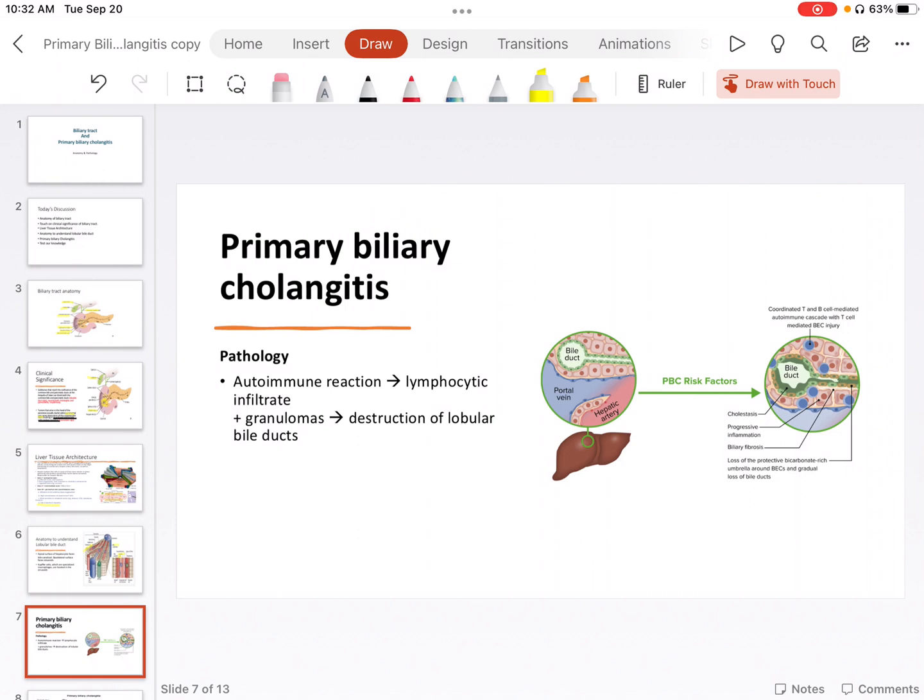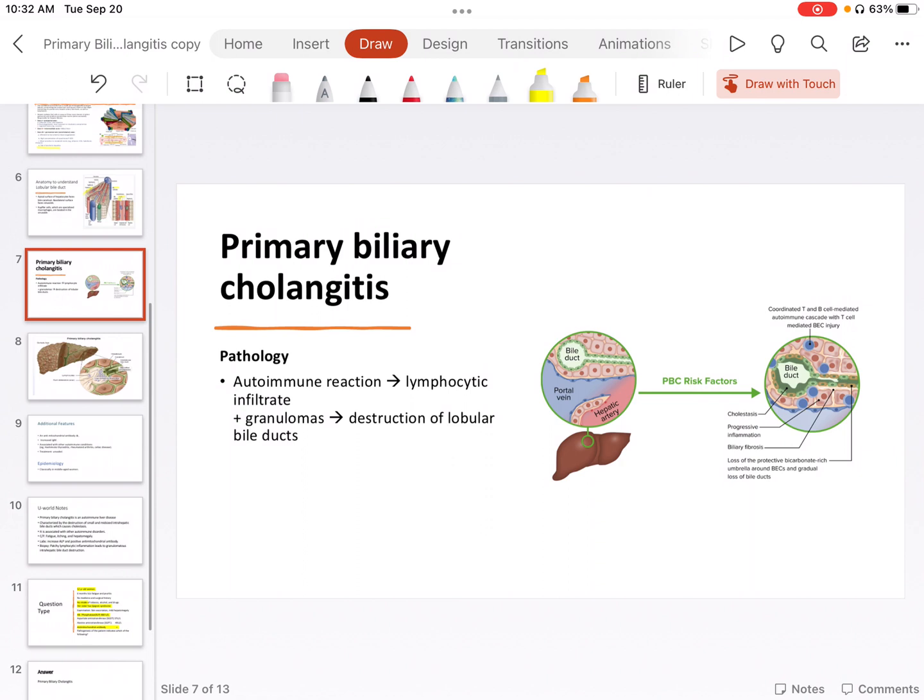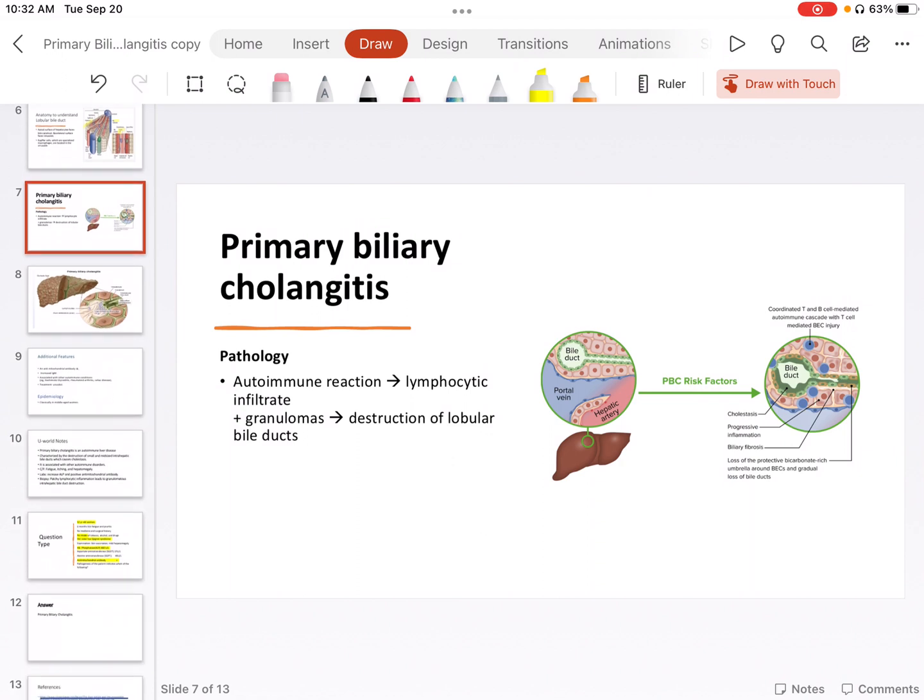I've seen questions in UWorld about this topic, so it is very important. This material, the pathology part, is from First Aid, so you can open your First Aid and look into that. But the diagram is not from First Aid. I found it on the internet and I found it very useful. So, the pathology of primary biliary cholangitis.